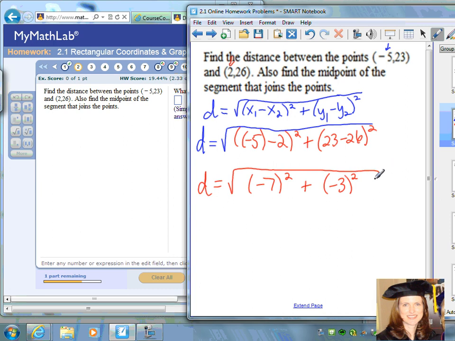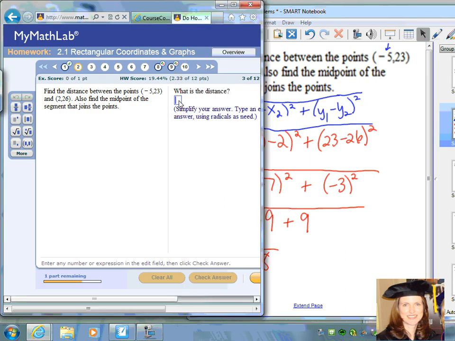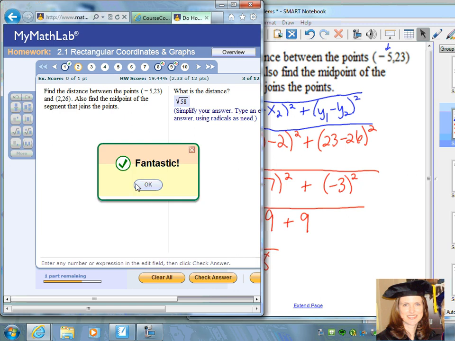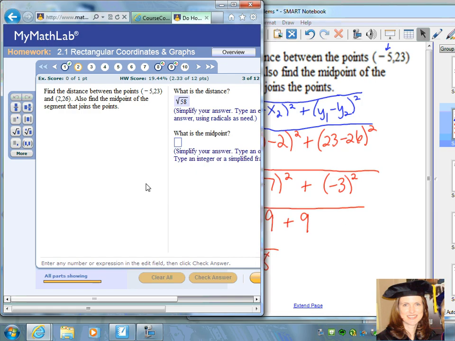And then we continue to simplify. Negative 7 squared is 49. And negative 3 squared is 9. We add those together. So the distance between those 2 points is the square root of 49 plus 9, which is the square root of 58. Let's check to see if that is our answer. Use the math palette to select the square root. Check your answer. Fantastic.